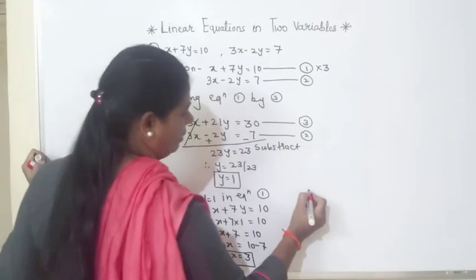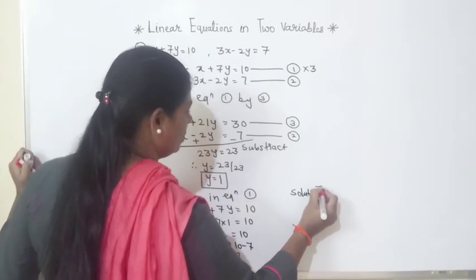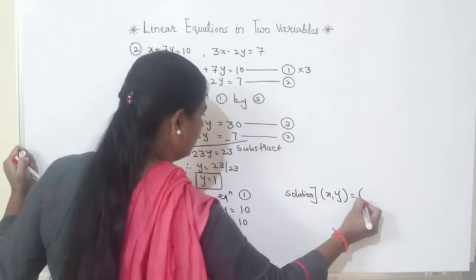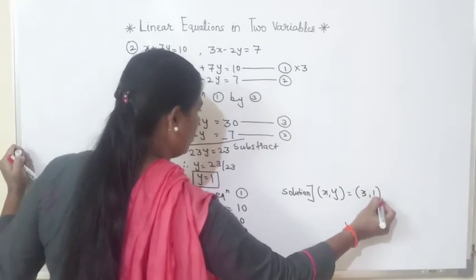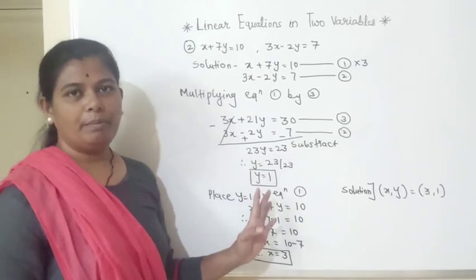So at the end we will write the solution x, y that is equal to 3, 1. Okay, today we have completed the 2 sums.